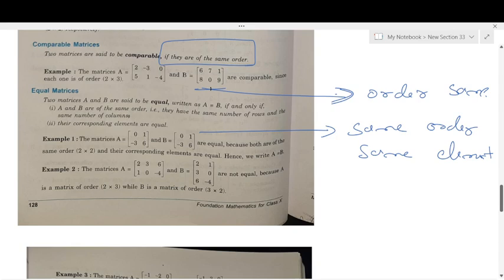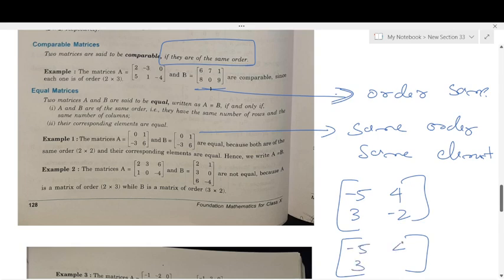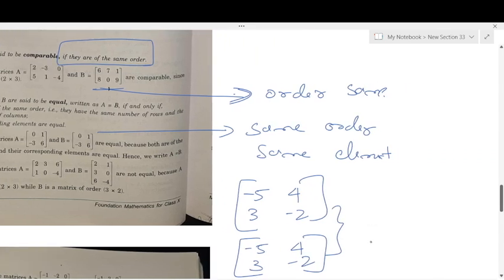Okay. Equal matrix, the meaning of equal is both the sets are same. Both the set elements also should be same with the same sign. -5, 4, 3, -2. This is one matrix. Even the second matrix should have the same elements. -4. This is known as equal matrix. Equal.